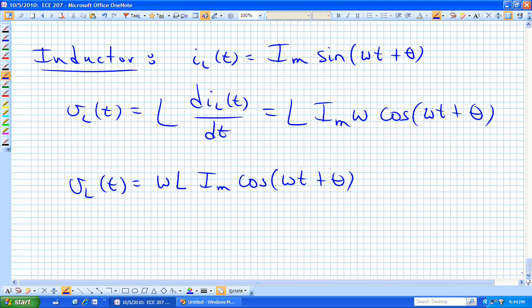If I wanted to relate these or compare these in phasor form, how would I write the phasor version of I sub L? How would I write that? And you might actually have to write it on the exam. So I'm not always going to be writing it.